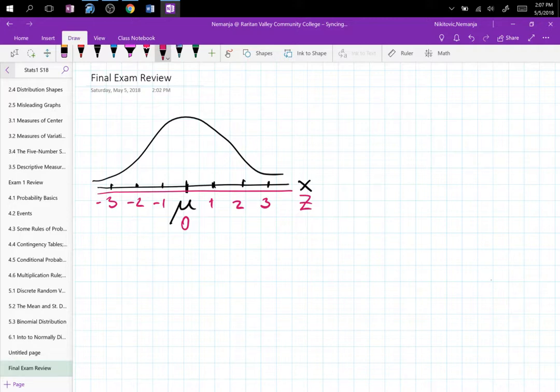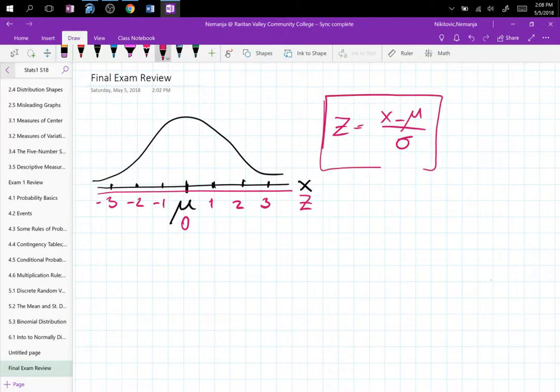The z-scale measures how far you are from the mean in terms of standard deviations. And we have the formula, which you absolutely must know: the z-score is equal to x minus mu divided by sigma. It computes the z-score. And you see that this z-score formula depends on the population mean and population standard deviation.